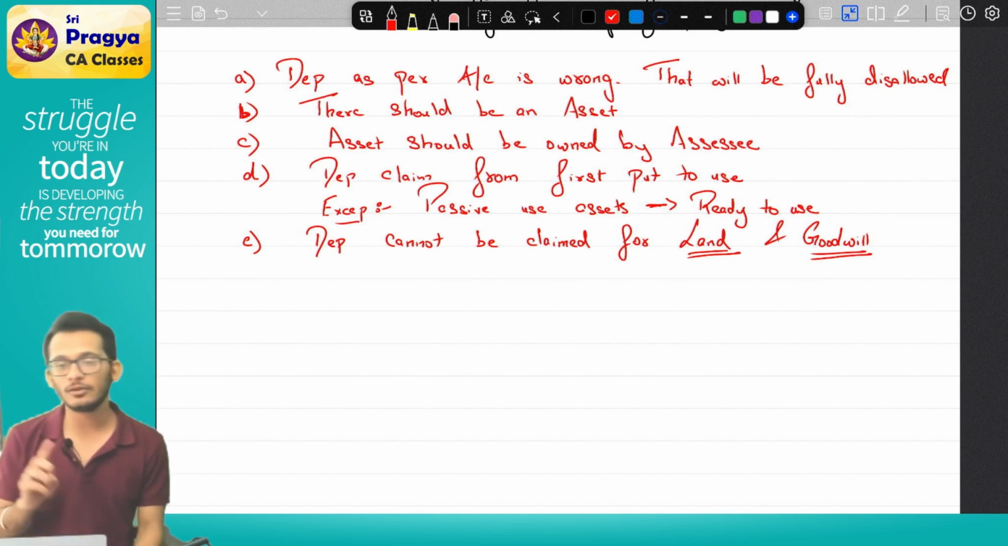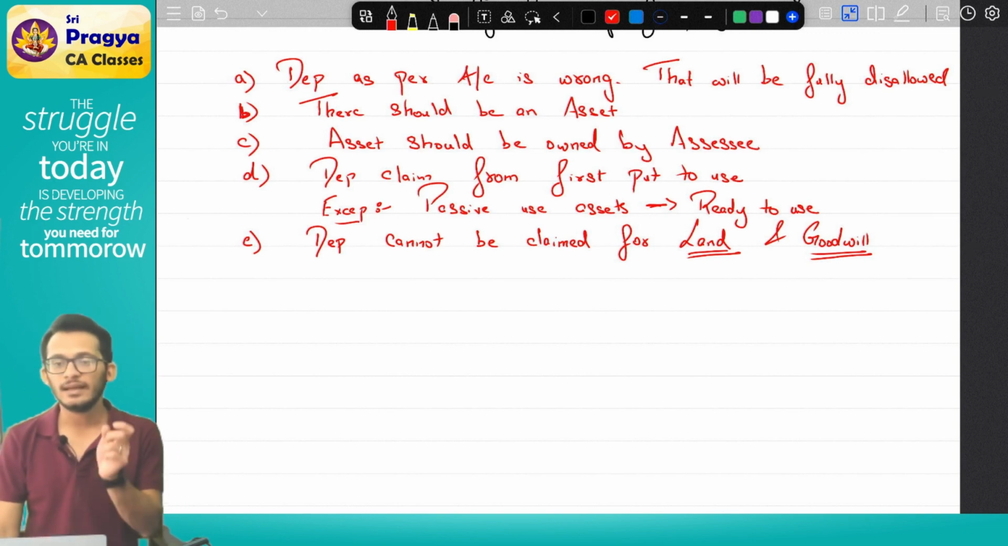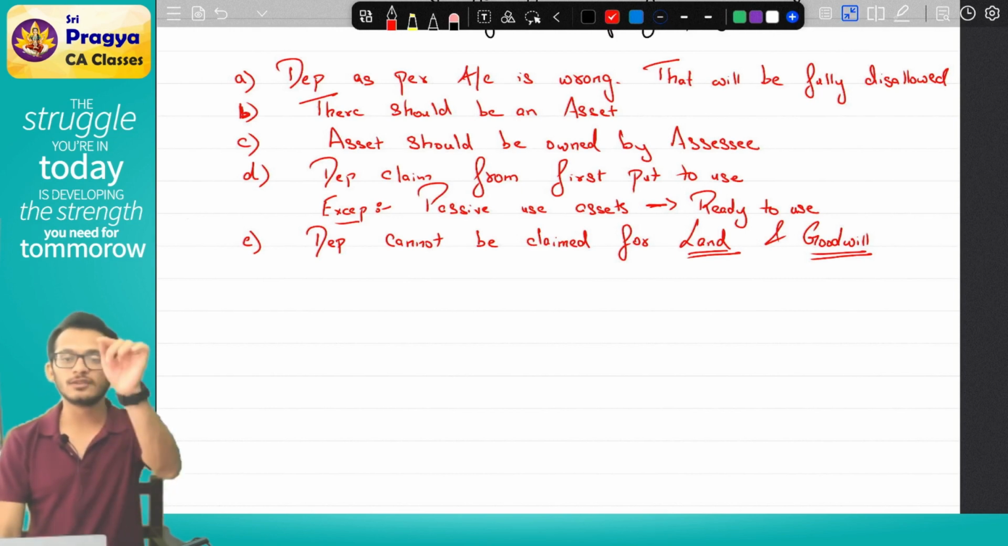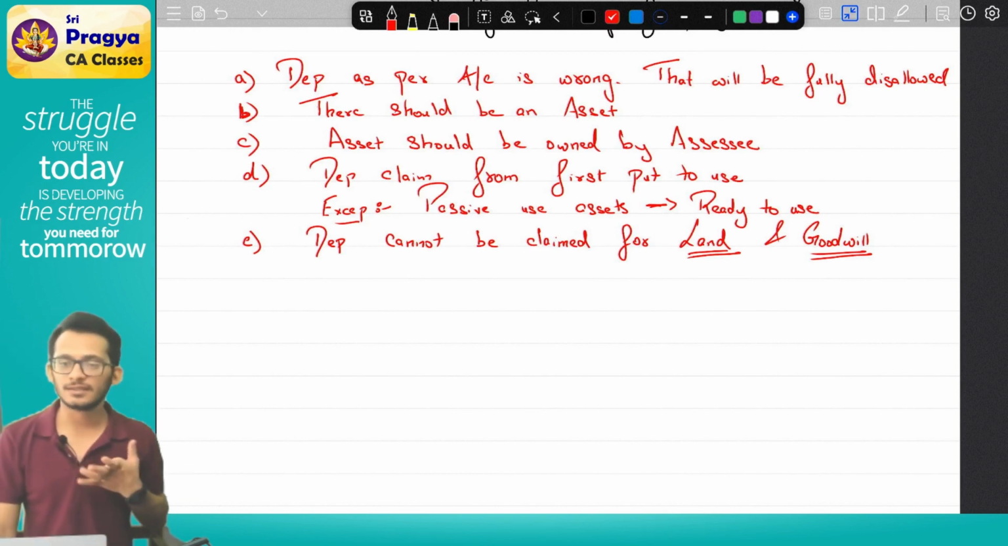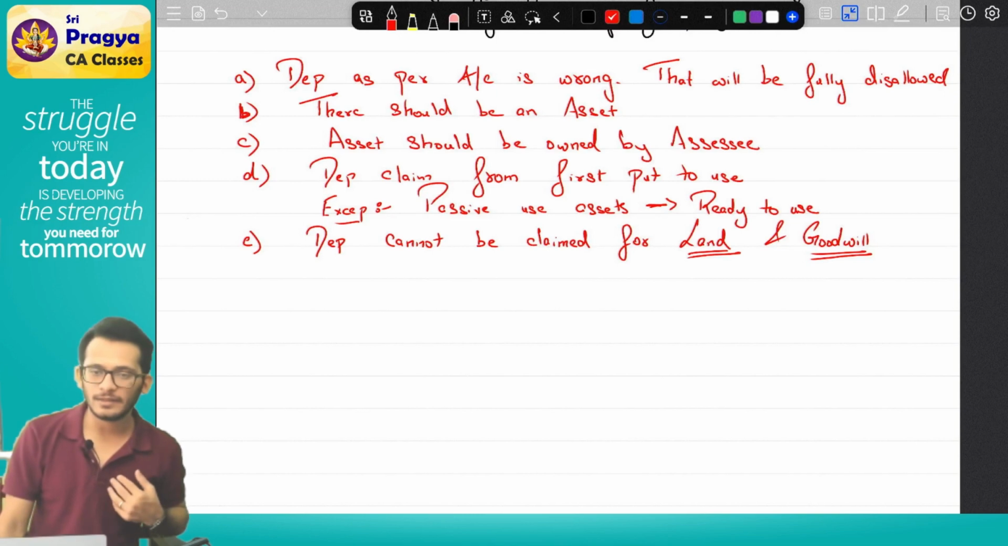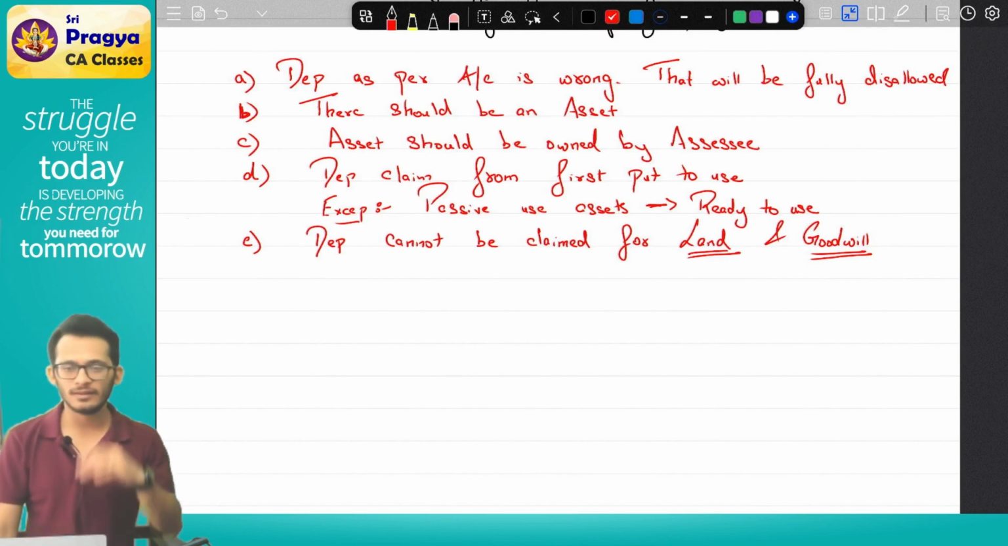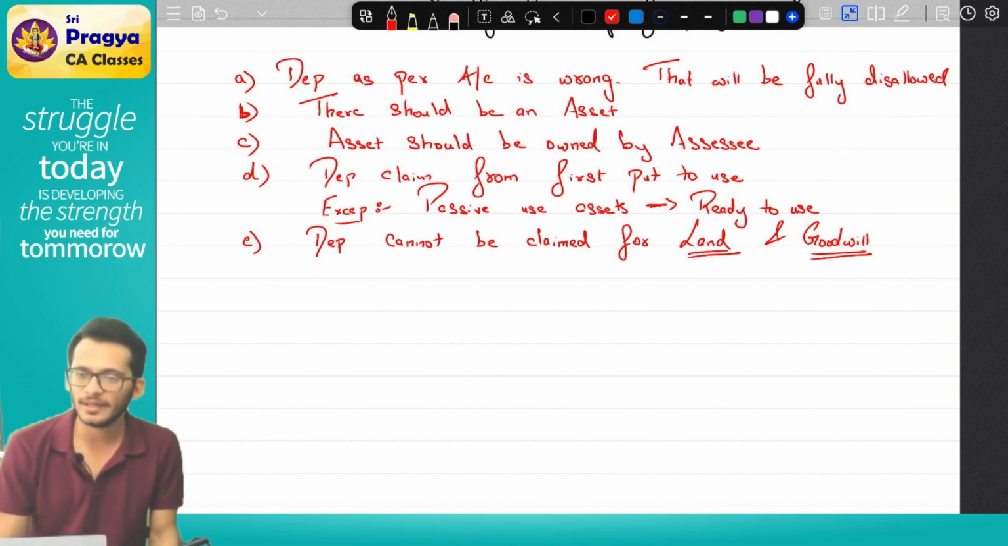There you are recognizing goodwill. Because understand, goodwill is not something which you decided. Goodwill is something which I decided. I am the purchaser. What do I mean, Rahul?